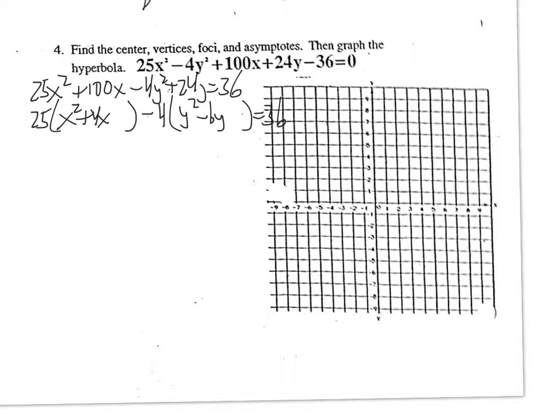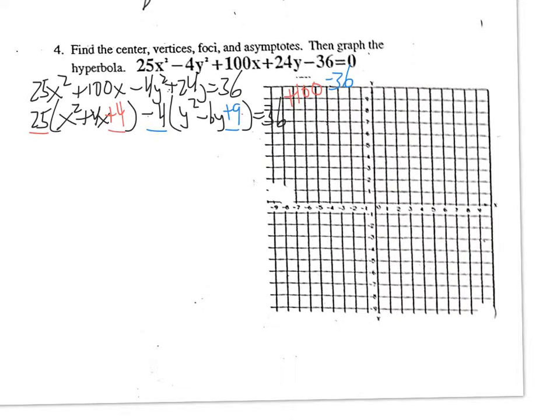So now we need to complete the square. In the x group, we're going to take half of 4 and square it. We get 4. And remember, to the other side, we don't add 4. We actually multiply 25 and 4 together. We add 100. For the y group, half of 6 squared is 9, so we're going to add 9. But we need to multiply -4 and 9 together. We get -36. Alright, so we're getting there.